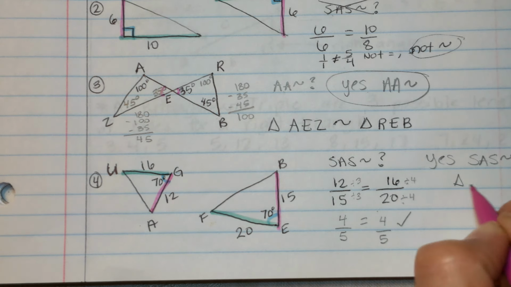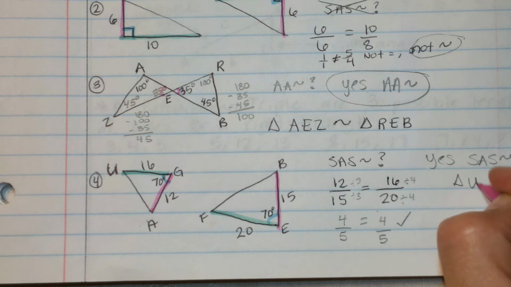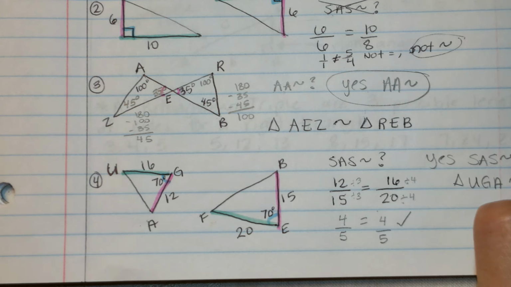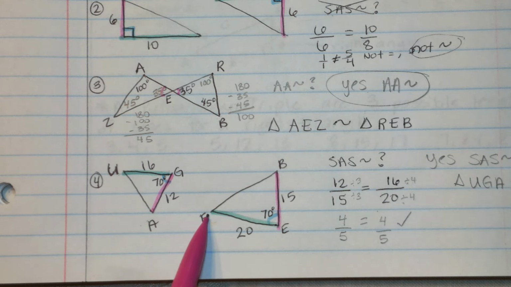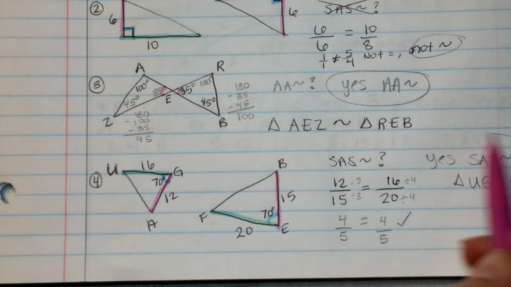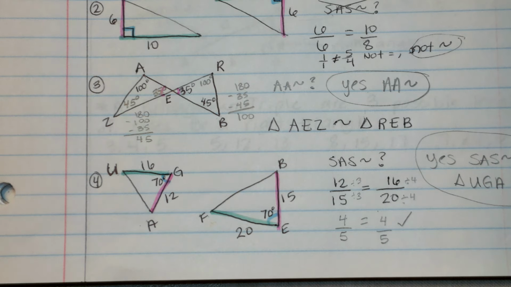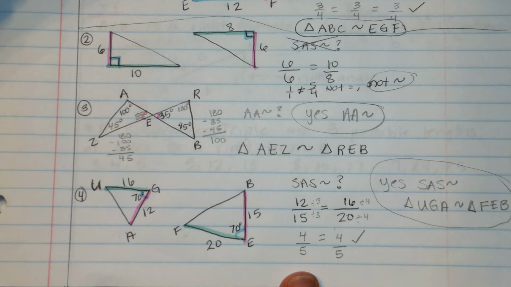And then I can write my similarity statement. So I can just go UGA. Triangle UGA is similar to triangle, so U is like F. So UGA, FEB. Okay, and so that is the answer. Whoops, let me move that. Okay, I'll zoom it out.